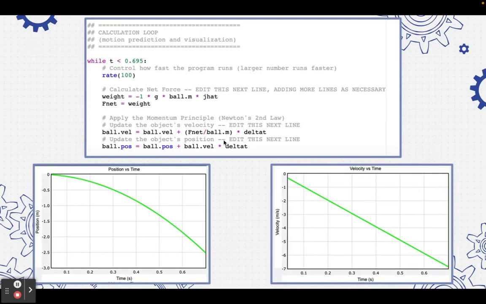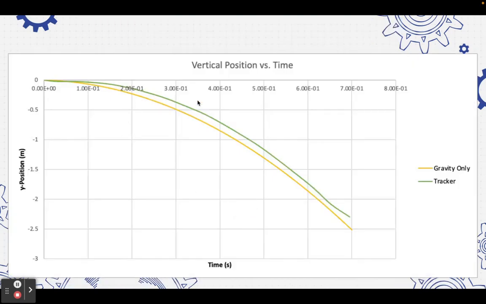So here we just have the rest of the code and the graphs from the model. The most important thing is that the velocity is constantly accelerating downward, which is because there's only gravity in this model. So here we just have gravity versus tracker, and we can see how gravity overestimates the amount of acceleration downward, and we can say that that's because the drag force in real life will oppose gravity and make the downward acceleration less.